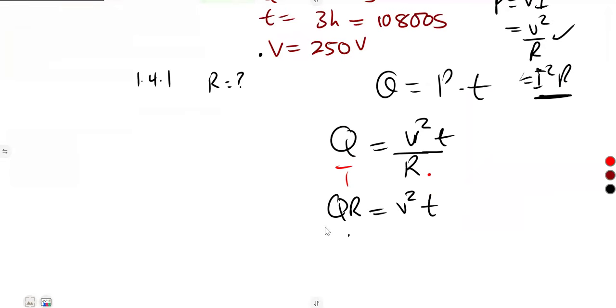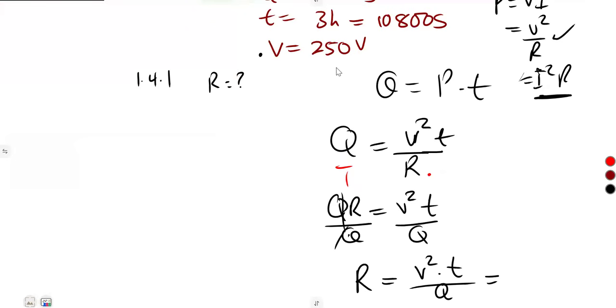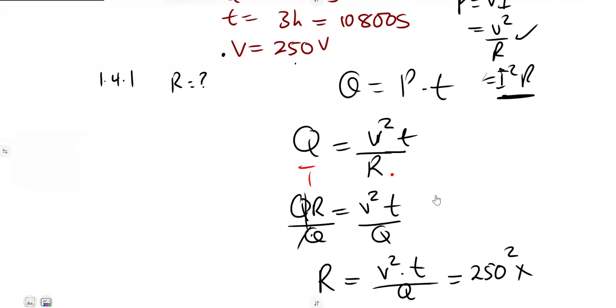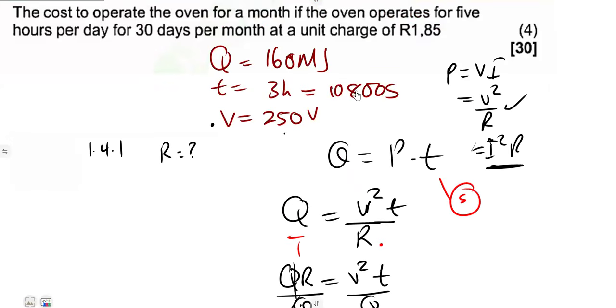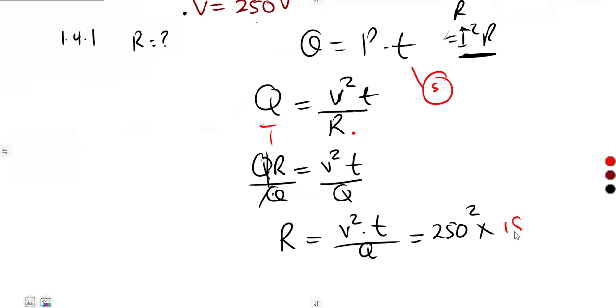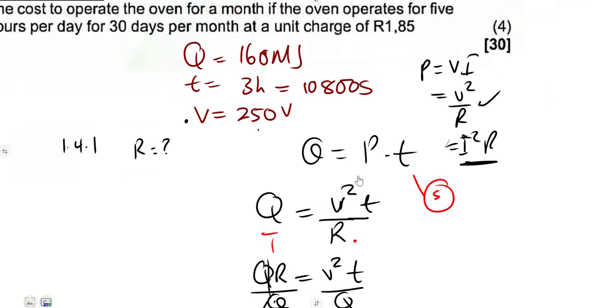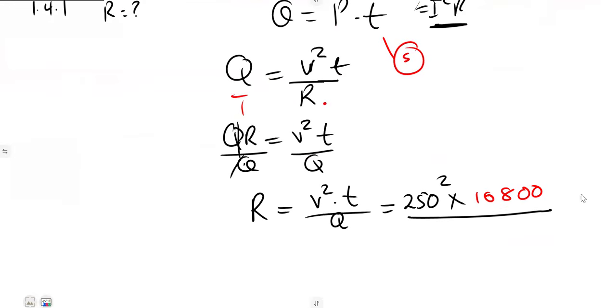So we want R, divided by Q. So R, resistance, is V squared times T over Q, just like that. Voltage: 250 squared times the time in seconds. Here time is in seconds, take note. So that T must be in seconds: 10,800, in seconds. Be very careful. Over the energy, 160 megajoules.